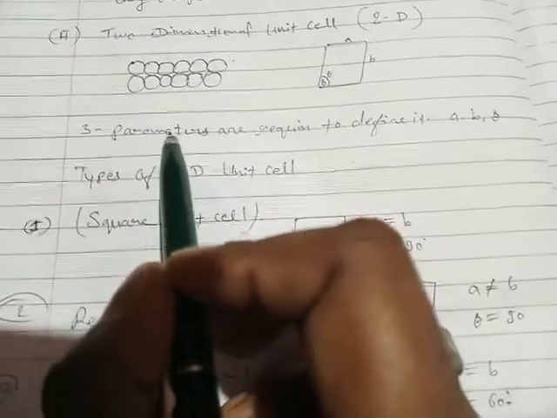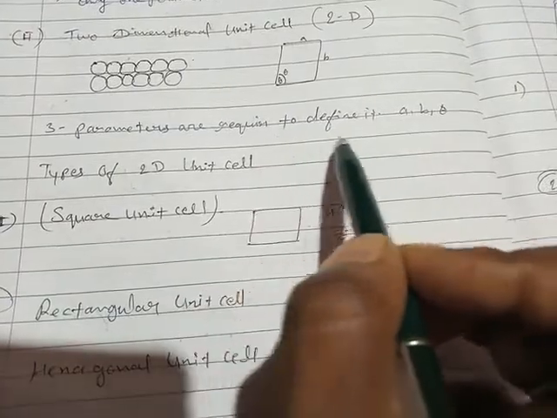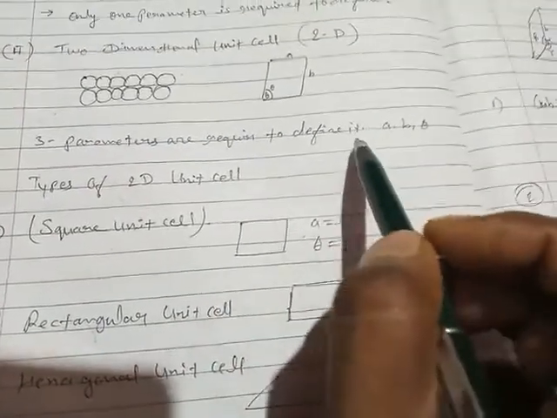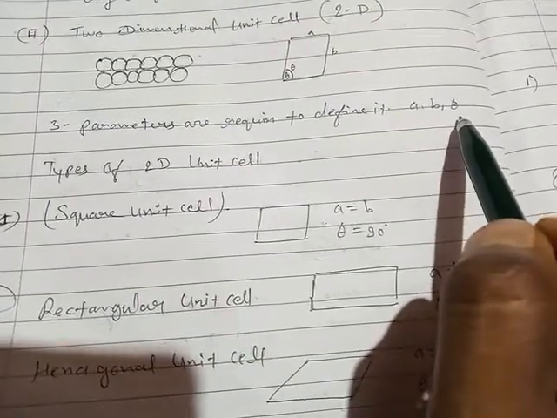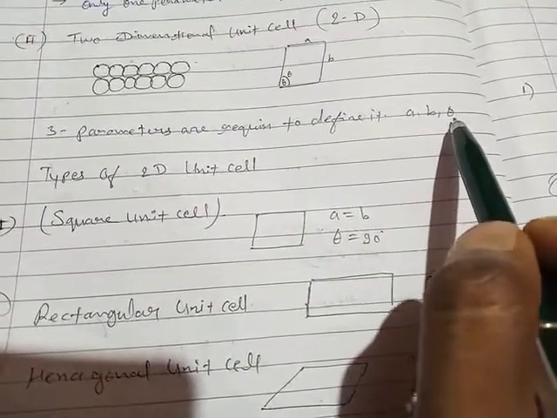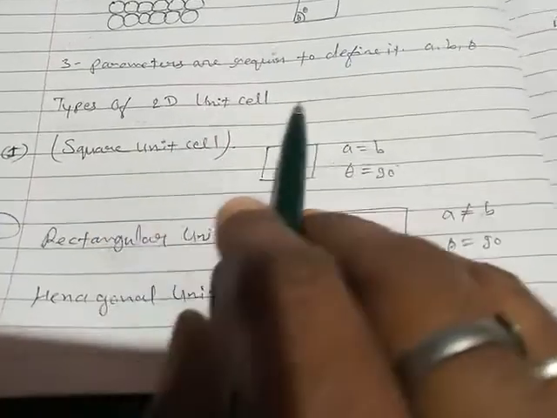Overall, three parameters are required to define the two-dimensional unit cell: a, b, and theta. Theta is known as the angle of the unit cell. a and b are called the sides of the unit cell. So there are types of 2D unit cell, it means two-dimensional unit cell.